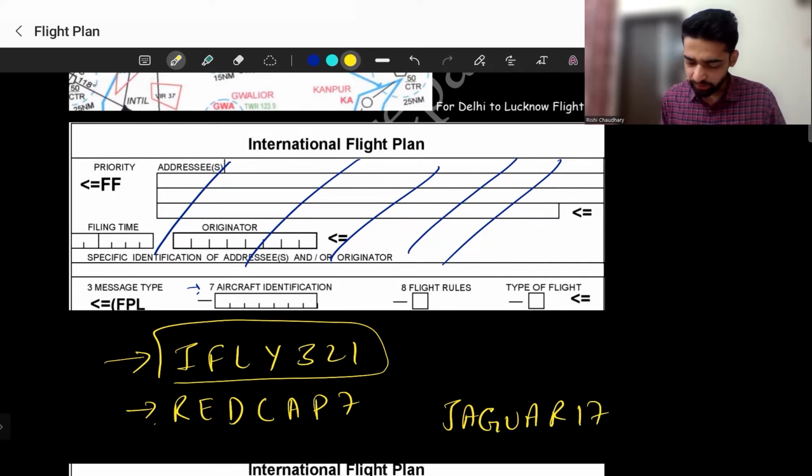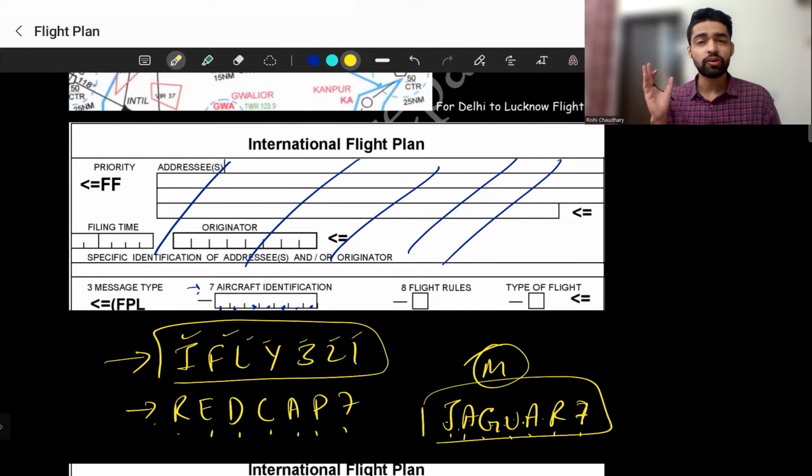So how many digit code will it be? It will be 1, 2, 3, 4, 5, 6, 7. So it should be a 7-digit code. Okay, so it will be Jaguar 1 or Jaguar 7, something like this.